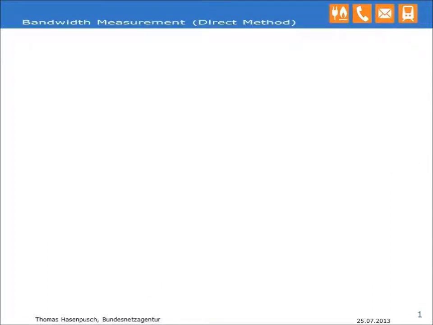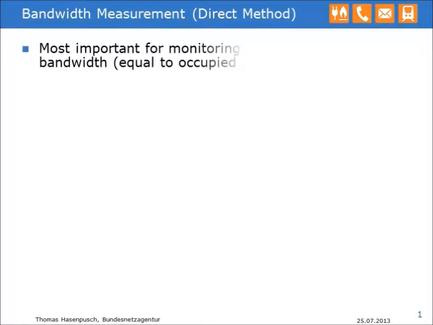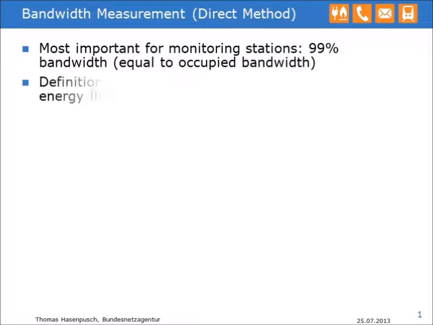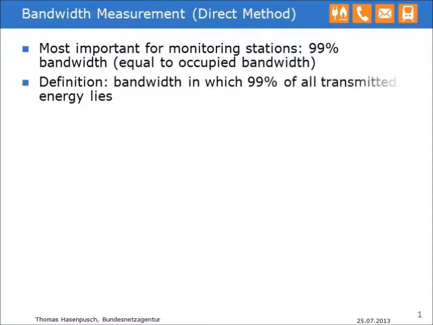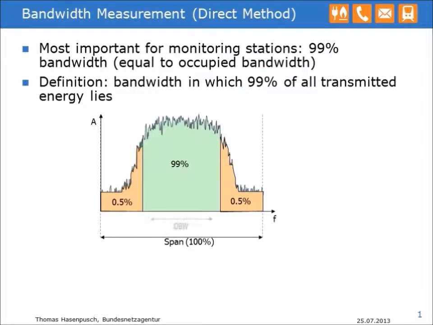So before we do level measurements, we need to know the bandwidth of the signal, because that affects the setting of our analyzer in the level measurement. So the first step usually is to measure the bandwidth of a signal. And since digital signals usually have a constant bandwidth, with very few exceptions, it is relatively easy to measure. The most important bandwidth is the 99% bandwidth. This is the bandwidth in which 99% of all transmitted energy lies.